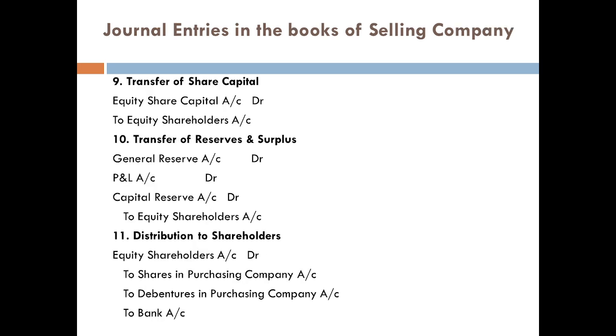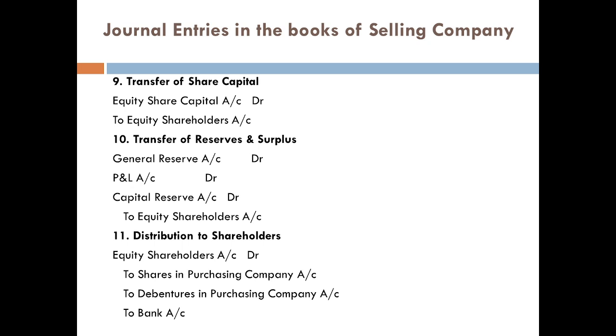Now we come to the 9th journal entry, transfer of share capital, right. So in case of share capital, it will always appear on the balance sheet liability side. It has a credit balance, is it not? To transfer it, first we need to make an entry on the debit side. So that is why we are putting equity share capital on the debit side. And to whom are we going to transfer it? We are going to transfer it to the shareholders. So the journal entry will be equity share capital account debtor to equity shareholders account, right. So final transfer.